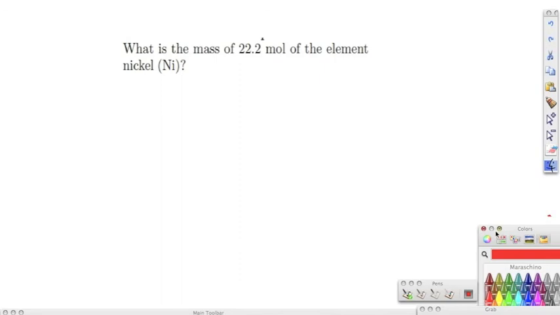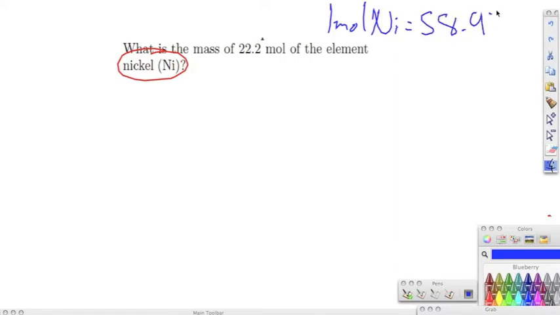Okay, guys, looking at this one, it says, what is the mass of 22 moles of the element nickel? Okay, the conversion factor here that we're going to use is we know that 1 mole of anything, in this case nickel, equals its molar mass. And since it's just nickel, it's the number on the periodic table. So nickel's molar mass is 58.93, and we'll just round it at that. Okay, that's grams of nickel.